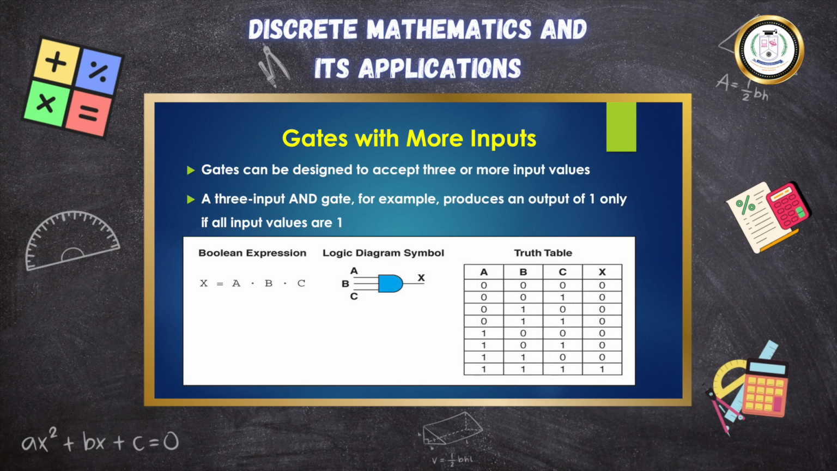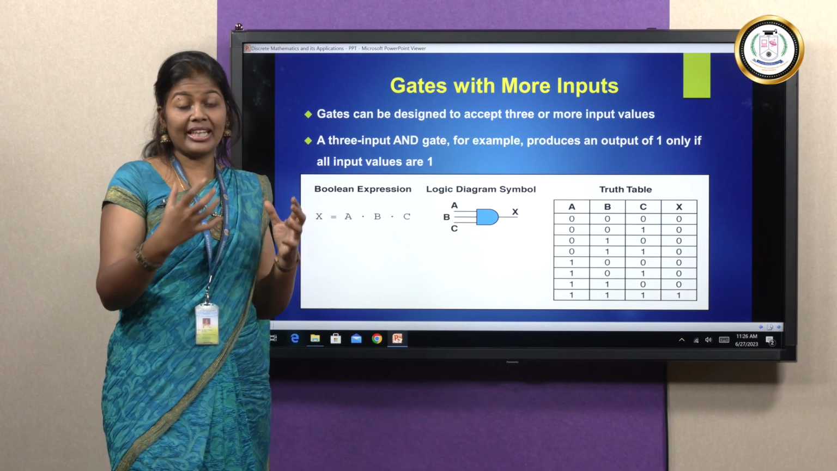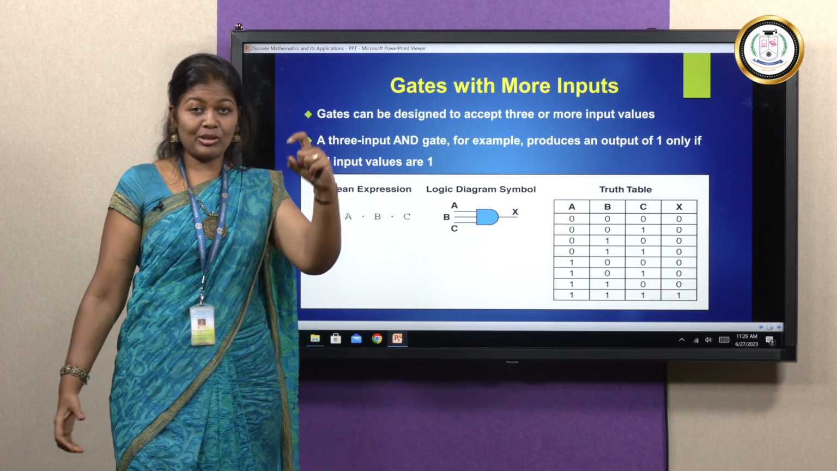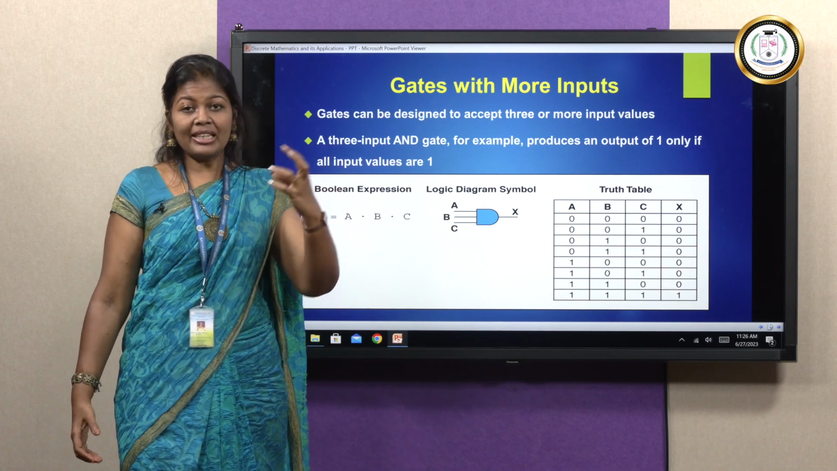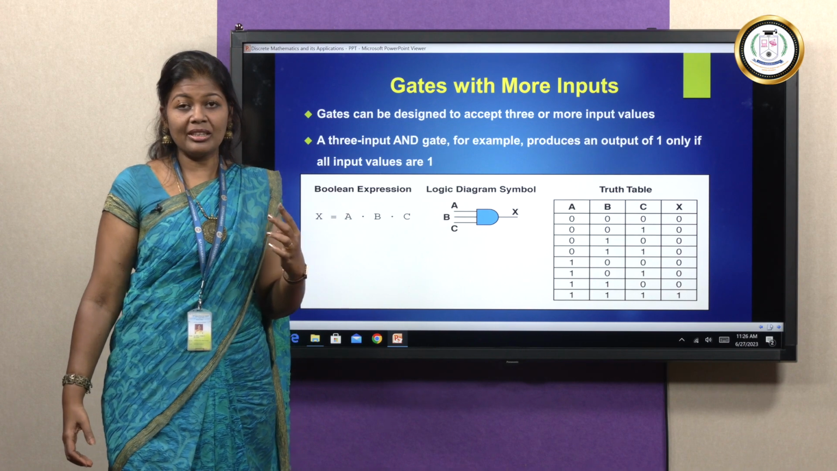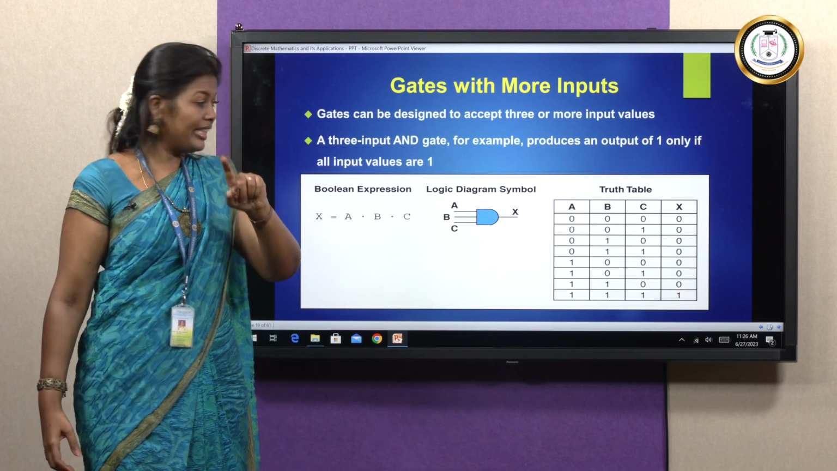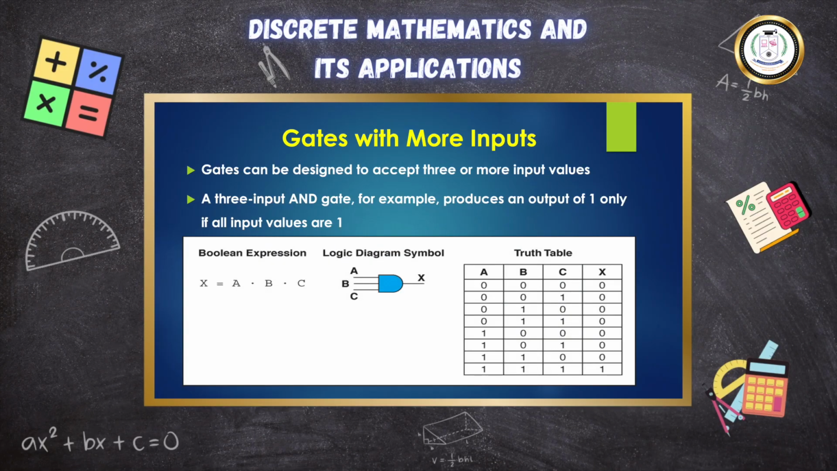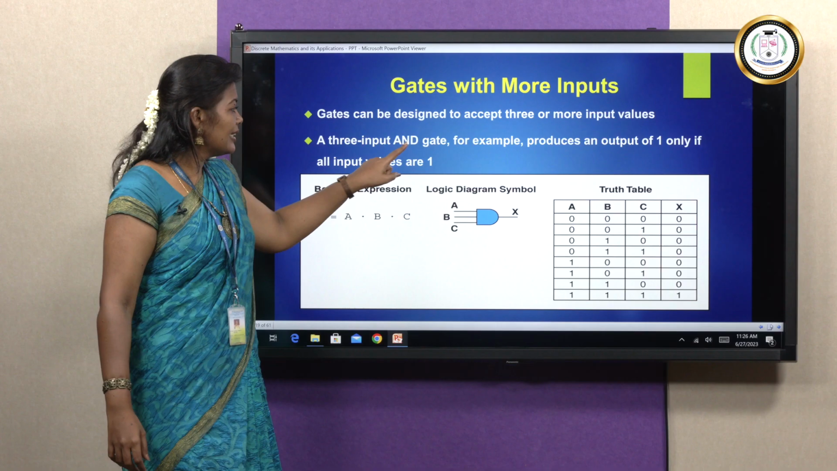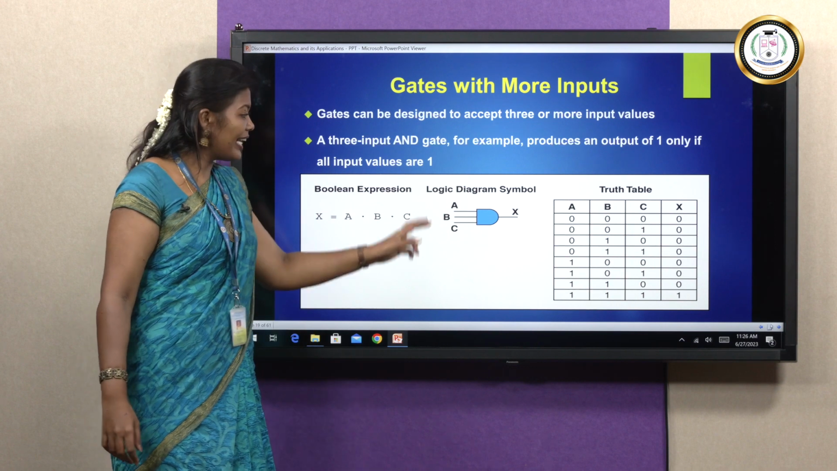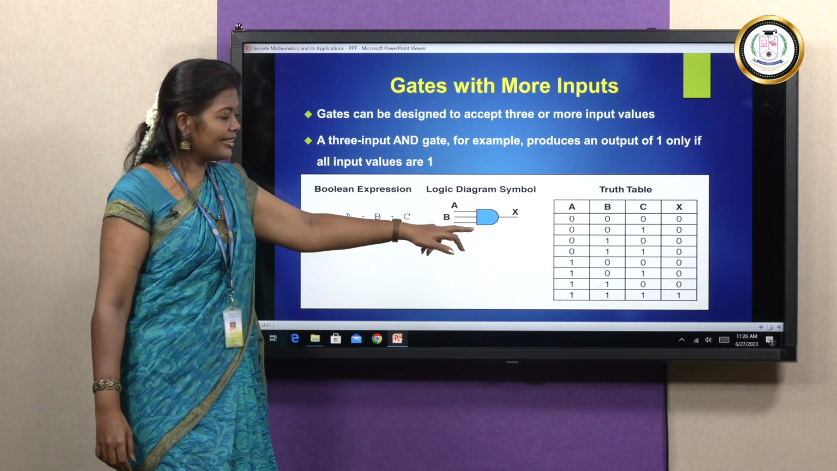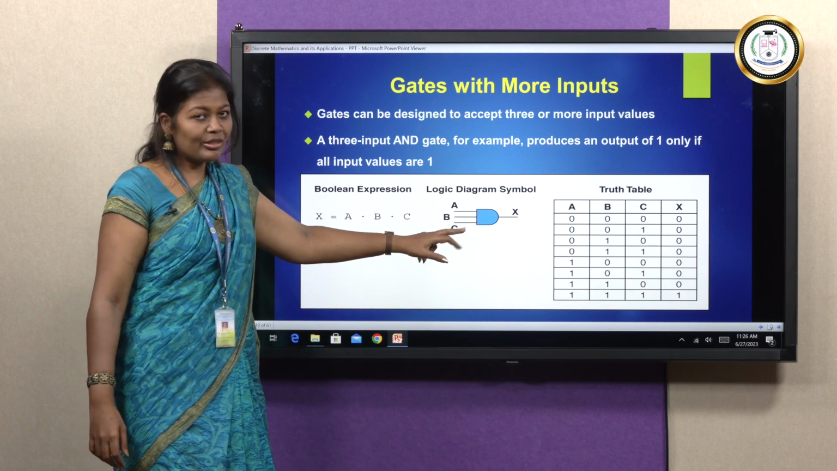So we also have gates with more inputs. So we also have a 3-input gate. Supposing you have 3 input signals, then obviously how many combinations can you have in the truth table? 2 power 3, which is 8 combinations. So that's the truth table for you, where you have 3 input signals for an AND gate. So this is A and B and C, and this is how you represent it using the symbol.